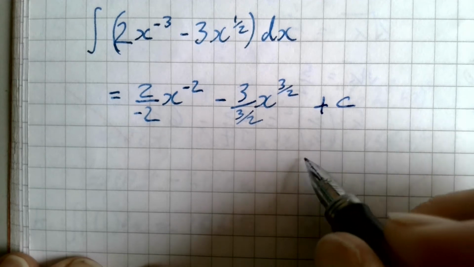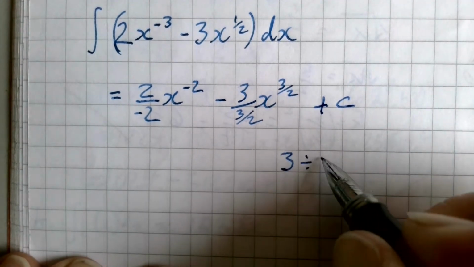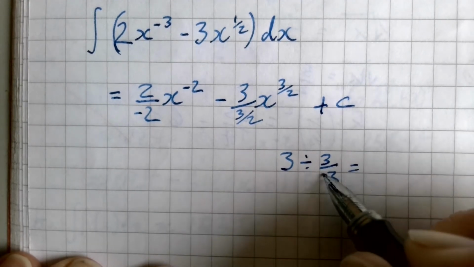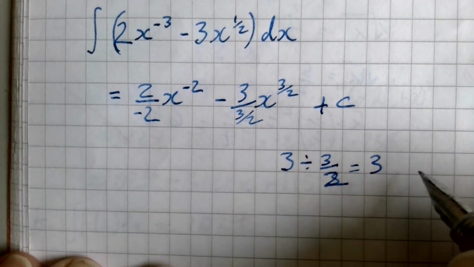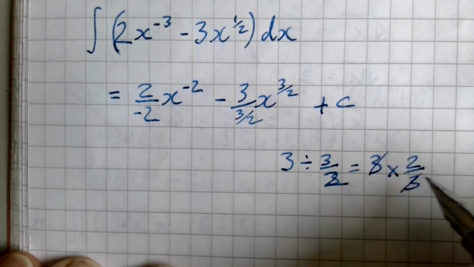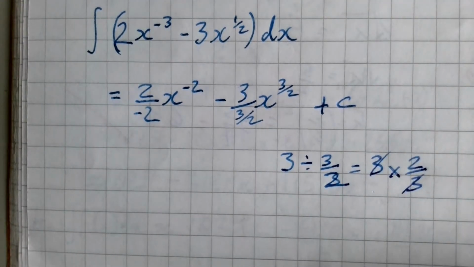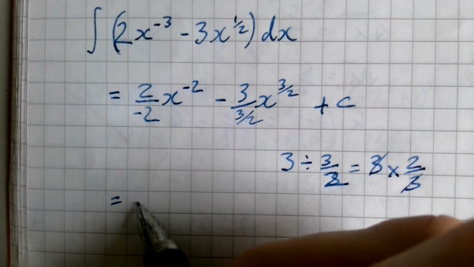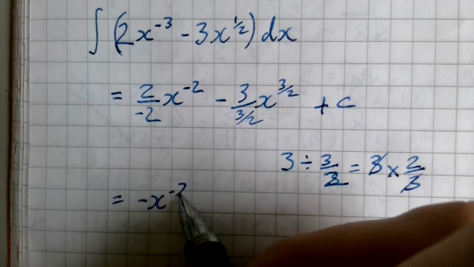So 3 divided by 3 over 2 is equal to 3 times 2/3. The 3's cancel out, leaving us with 2. So our final answer here, 2 divided by negative 2 is minus 1, so that'd be minus x to the negative 2.